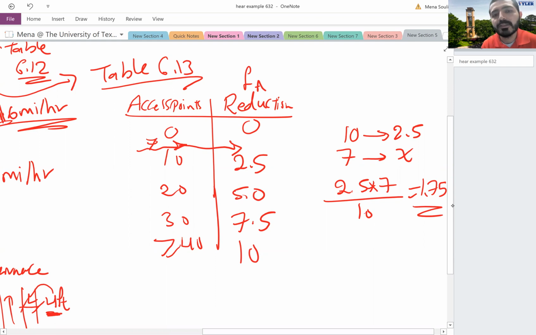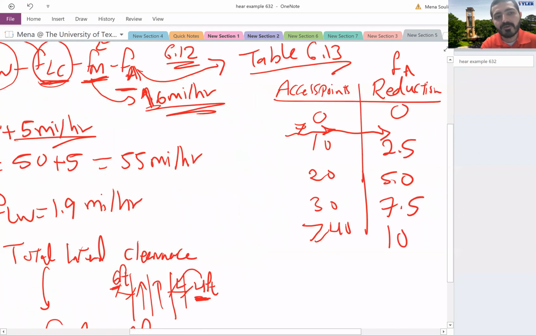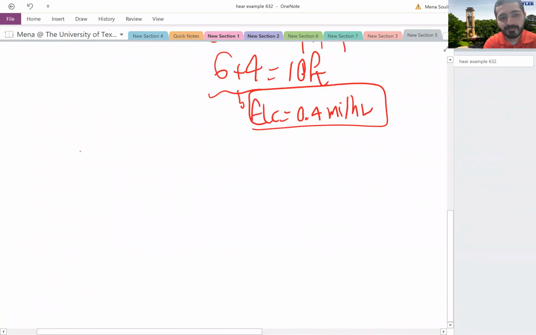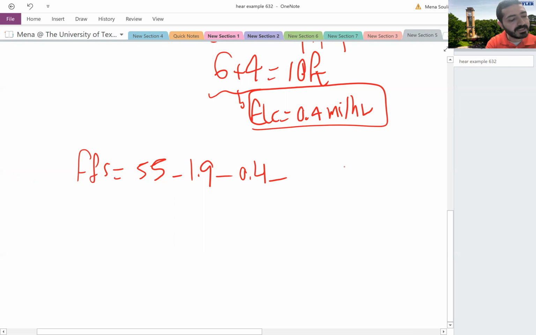That's the correction factor for the number of access points. So once I have all that, now I can get back to my equation here. The FFS is equal to the BFFS, which is 55 miles per hour, minus 1.9, that is FLW, minus 0.4, that's FLC, minus 1.6, and this is FM, minus 1.75, and this is FA.